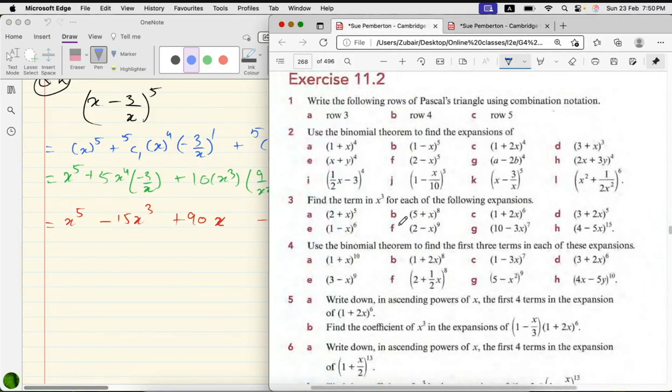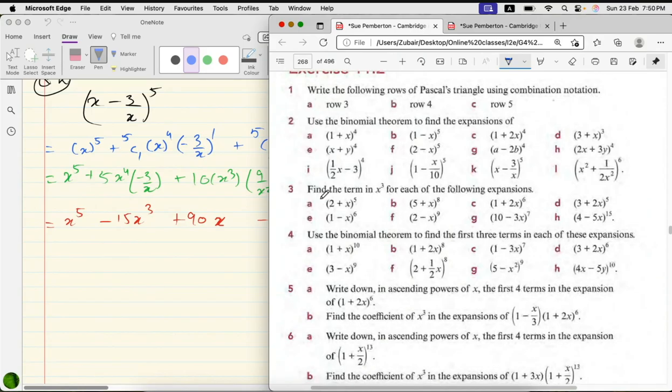Now all these are practice questions. But one thing we need to learn: find the term in x cube for each of the following expressions. Luckily, in all these questions the first term is just a number: 2, 5, 1, 3, 1, 2, 10, 4. So there's no x. X is only in the second term, that is x, x, 2x, 2x, and so on.